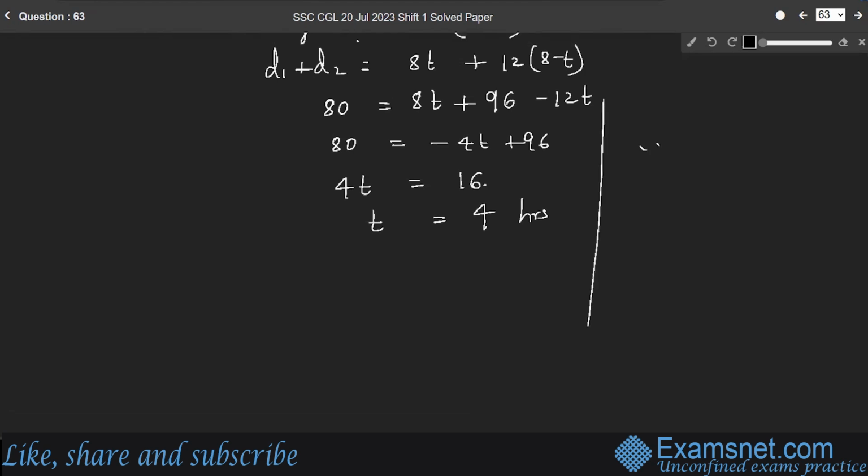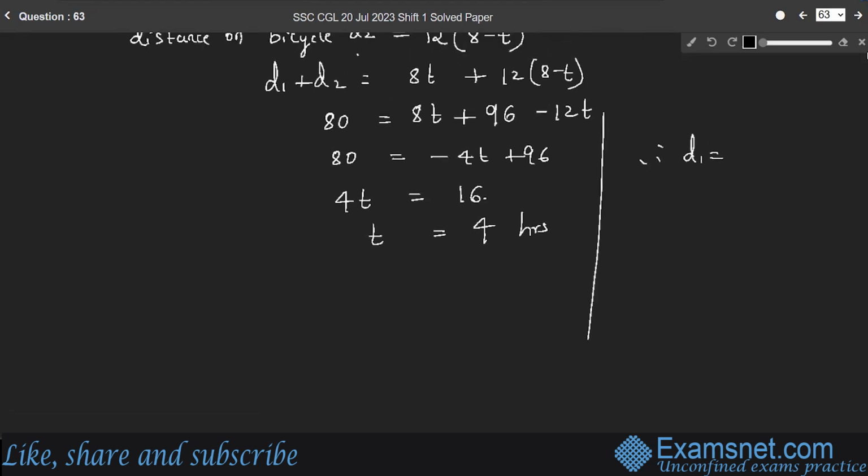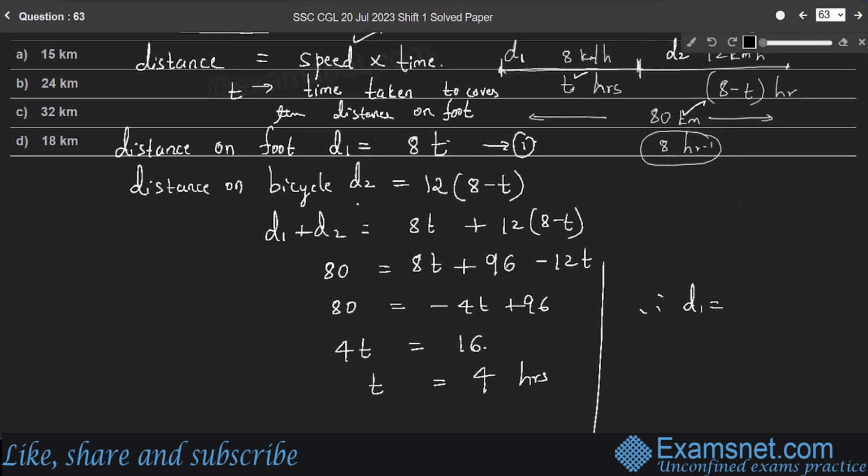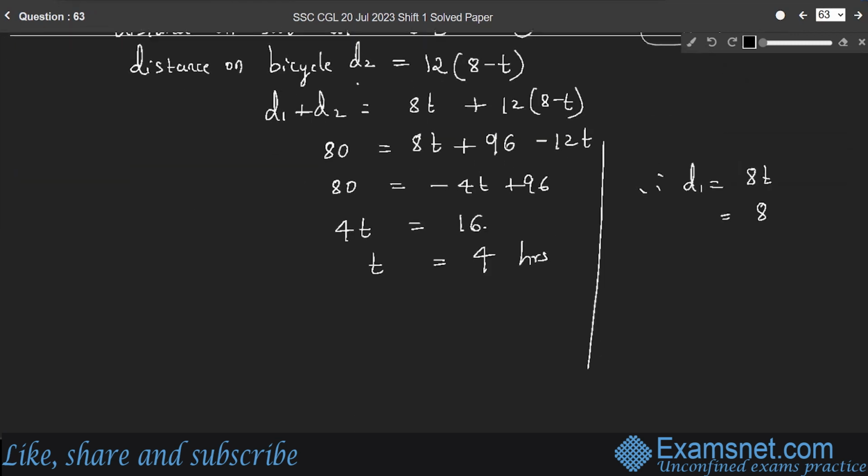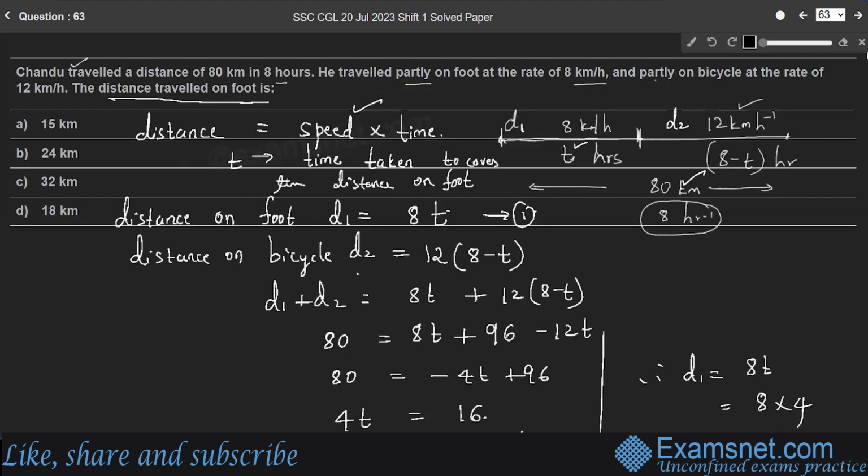The question asks for the distance traveled on foot, which is D1. From equation 1, D1 is 8 into T. Here T is 4 hours, so 8 into 4 is 32 kilometers, the distance traveled by him on foot. So Chandu traveled a distance of 32 kilometers on foot. Option C is the right answer.